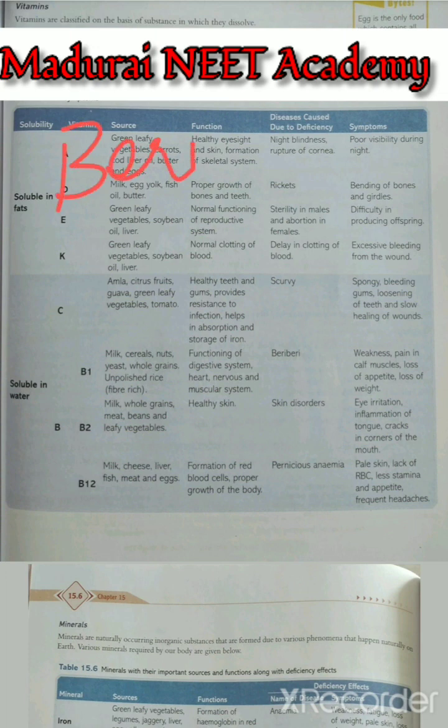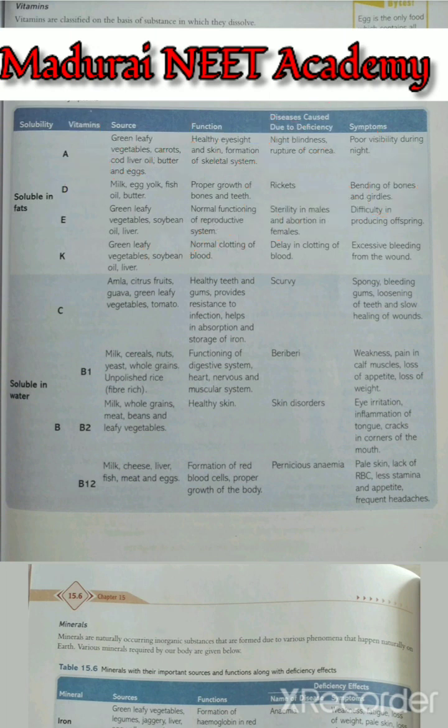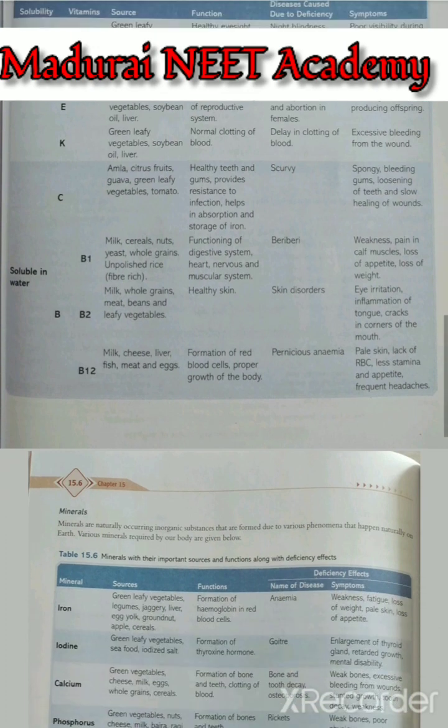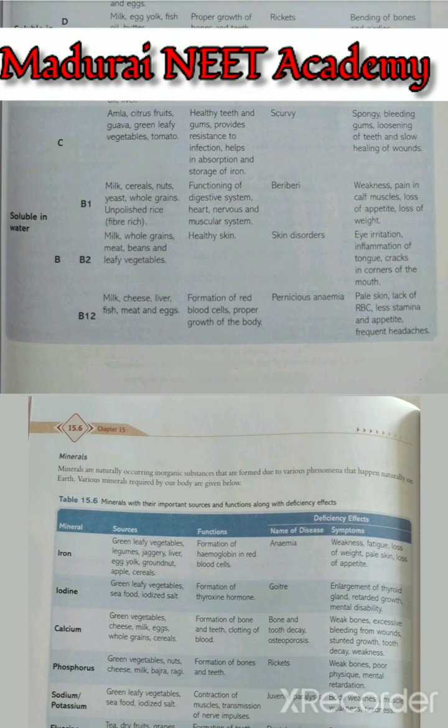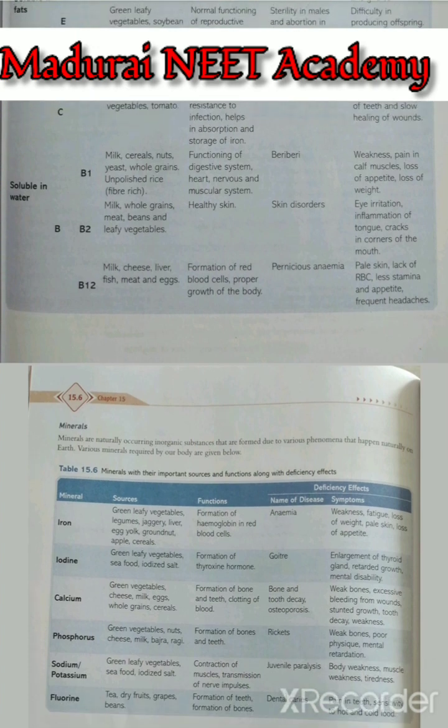Deficiency leads to a disease called beriberi. Beriberi means weakness and pain in the calf muscle, that is your lower limb muscles. Calf muscle pain shows B1 is deficient. And there is loss of appetite and loss of weight. You will lose weight and you won't feel like eating food. So these are the symptoms of B1 deficiency. Especially if you have calf muscle pain, that shows B1 is deficient in your body.